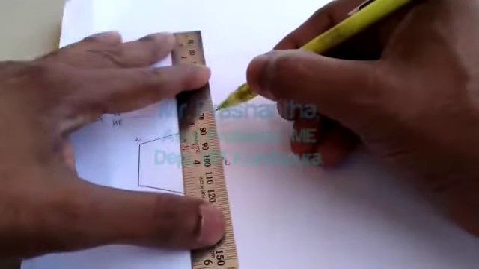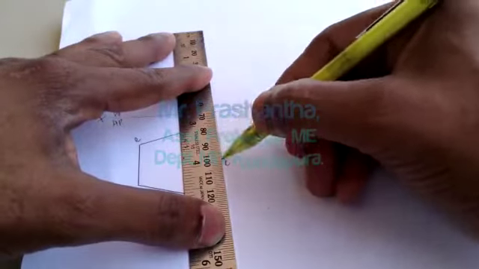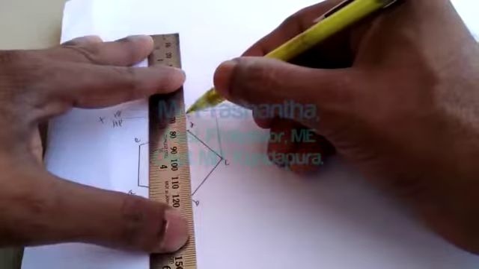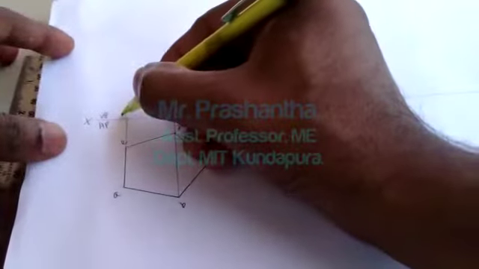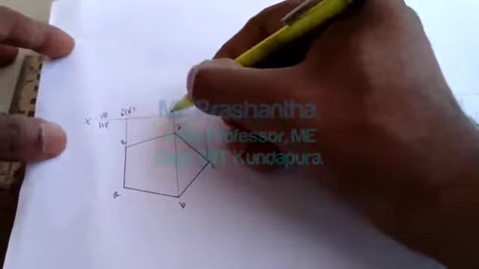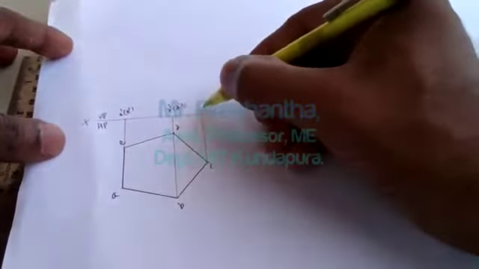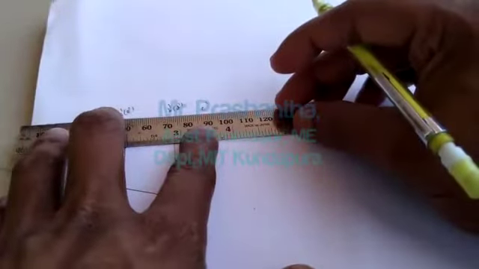Next, project it upward to get the front view. Here points A dash and E dash, here B dash and D dash, here C dash. Join this with visible lines.